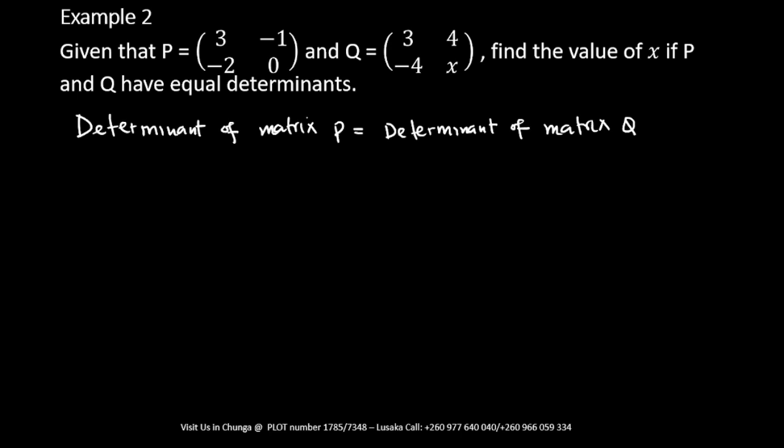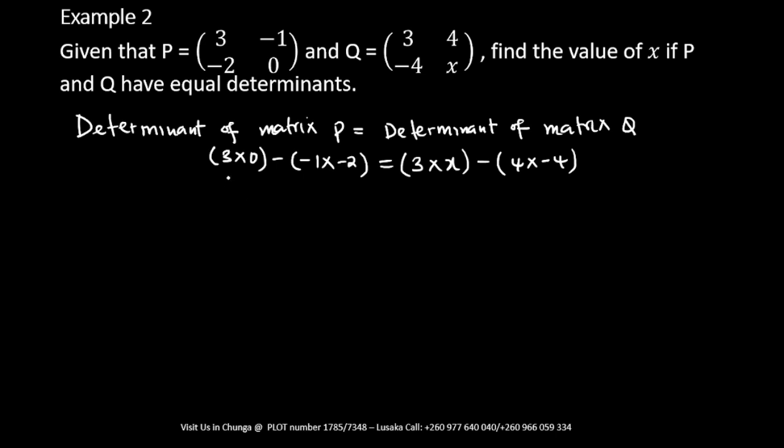Therefore, if you look at matrix P, you observe that the 3 and the 0 are in the major diagonal. The negative 1 and the negative 2 are in the minor diagonal. So we shall say that 3 multiplied by 0 minus negative 1 multiplied by negative 2, okay, equal to, if you look at matrix Q, you observe that the 3 and the x are in the major diagonal, minus the 4 and the negative 4 are in the minor diagonal.